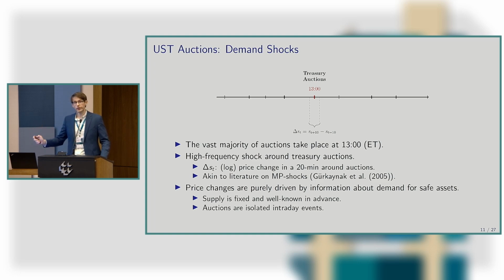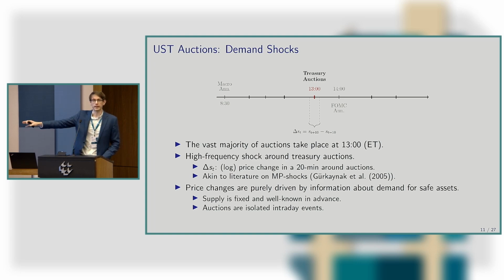Now, important for that line of argument is that auctions are actually isolated events within the trading day, okay? And I want to convince you that that is the case, because obviously there's a lot of great work on intraday dynamics. A lot of it focuses on FOMC announcements, which are at 2 or 2:15 in the more recent period, and then maybe you have a press conference. But it's an hour away from auctions, and also they never happen on the same day. There are macro announcements, but they happen earlier in the day, at 8:30. There's an overlap between the two, but it doesn't really matter for our analysis.